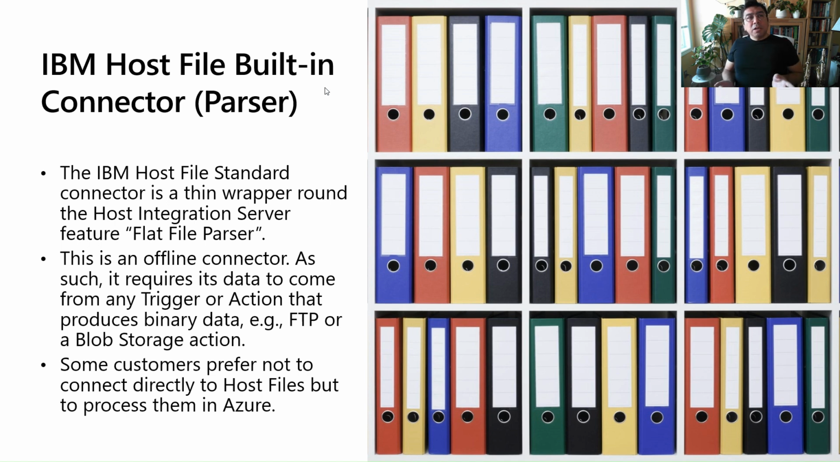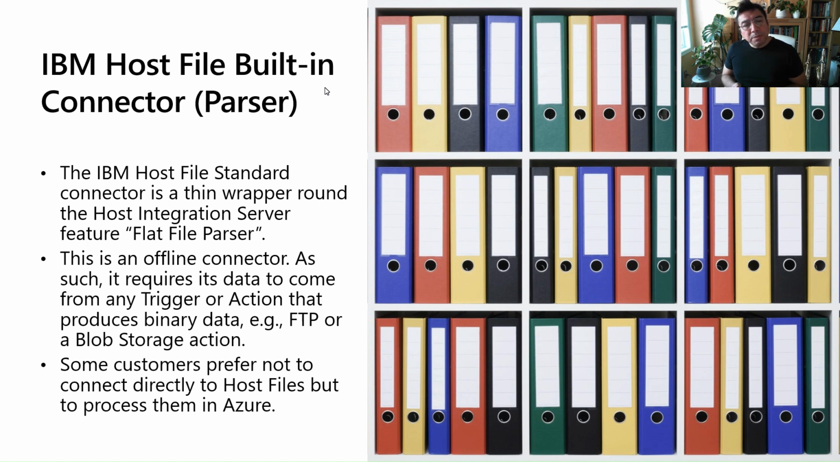So one of the things that you saw in the previous demo was that we didn't only connect to the VSAM file, but we parse it, right? We have to parse it to operate on it. So we extracted those capabilities, the ability to parse and generate the structure and populate a binary file, into a connector that allows you to operate in a sort of disconnected manner. So this is an offline connector. As such, it requires the data to come from any trigger or action that produces binary data, for instance, an FTP or blob storage, and we'll see more in the next slide.